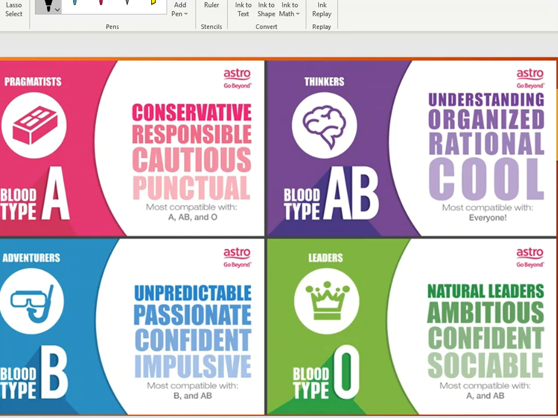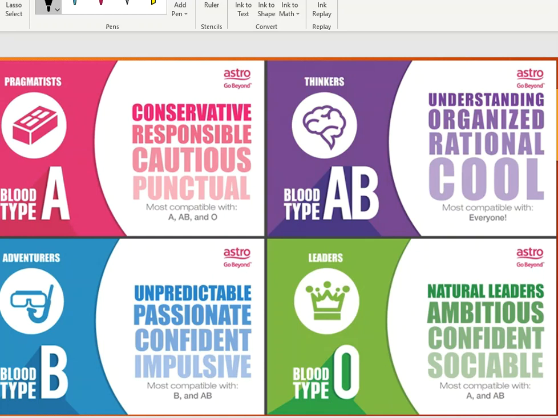If you're type A blood, type A, again, typically comes from Asian countries. You're very conservative. You're very responsible. You're cautious. You're punctual. Don't let your blood type down.